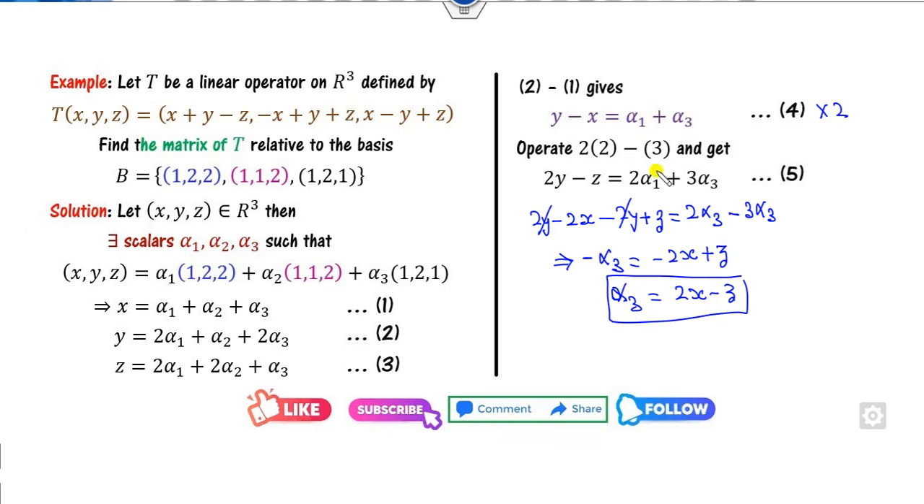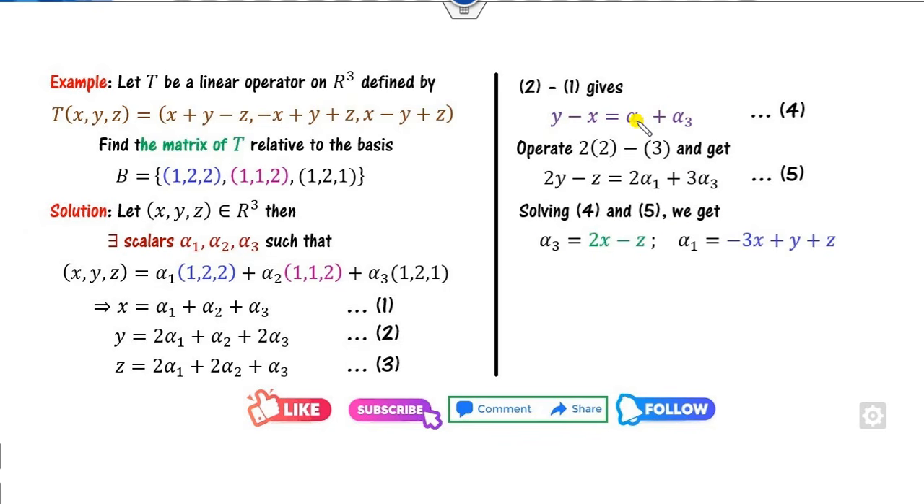Or how can you find alpha 1? I can multiply this by 3 and then subtract them. You will get the value of alpha 1. Or you can substitute this value of alpha 3 in this equation. You will get the value of alpha 3 and alpha 1. Substitute this value of alpha 3 and alpha 1 in any of these equations. You will get the value of alpha 2.